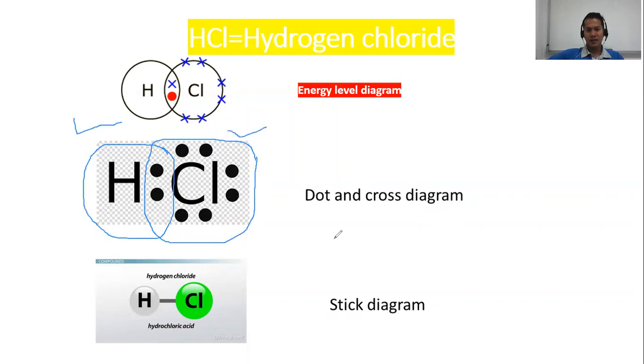All right. If we are going to draw the stick diagram, it's going to look like this. Hydrogen is a little bit smaller because it is just in the first energy level. Chlorine is a bit bigger because it is in period 3. It has first, second, and third energy levels. Sometimes we call it hydrochloric acid, or simply hydrogen chloride.